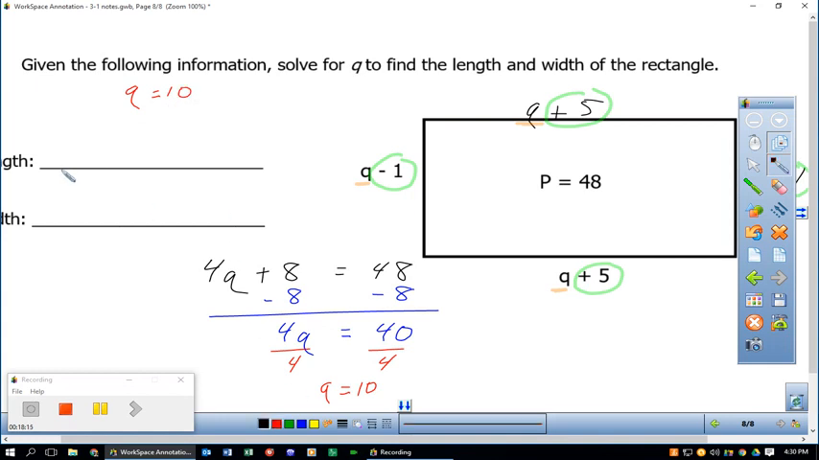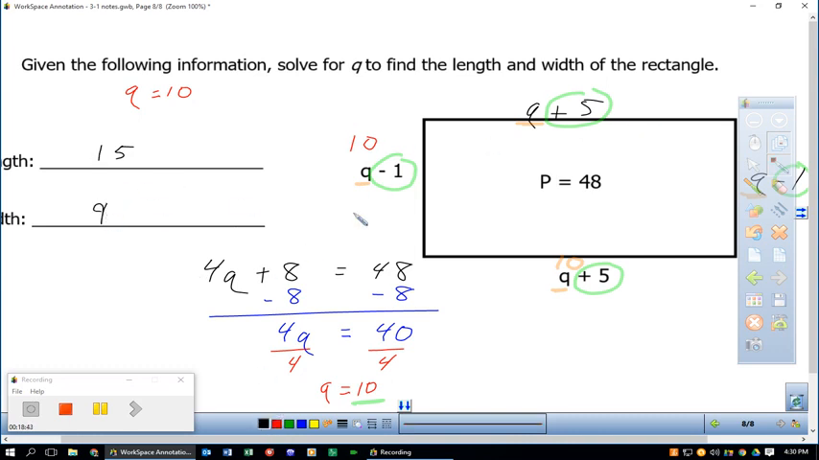Now the question though is, what's the length? Well, for the length we need to take this 10 and plug it in where Q is. So 10 plus 5 is 15, so our length is 15. I wish they gave us units here. Next we take the 10 and we plug it in where we see Q here. 10 minus 1, so 9. All right, so our width is 9.